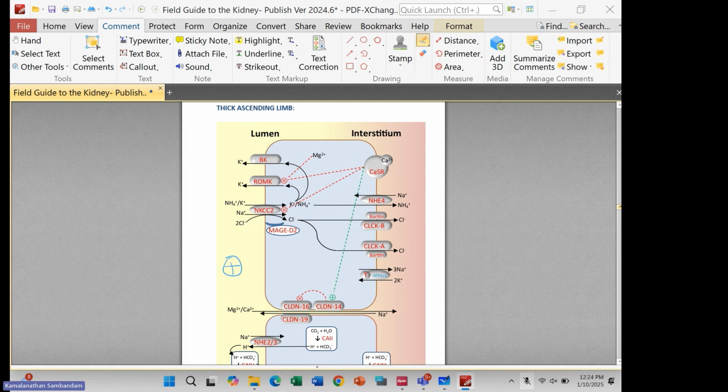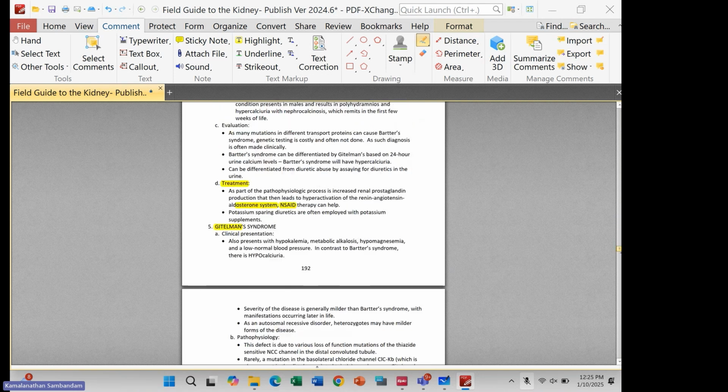Okay, so this would also explain why these thick ascending limb defects are characterized by high urinary calcium excretion, because it's the same lumen positive potential difference which drives paracellular calcium absorption. So if I'm impairing any of these processes that are generating this lumen positive potential difference, I would have both magnesium and calcium wasting as predictable consequences.